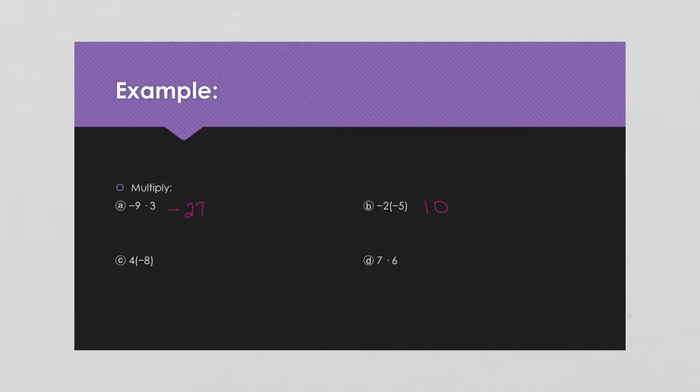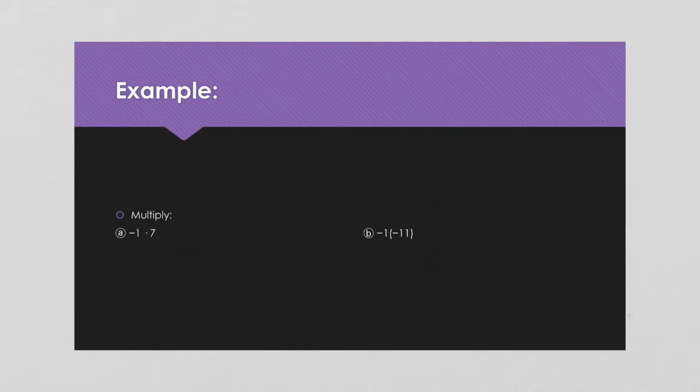4 times negative 8, that's a positive times a negative, so our answer is negative. 4 times 8 is 32. On part D, 7 times 6, that's a positive times a positive. Just multiply 7 times 6. There you go.